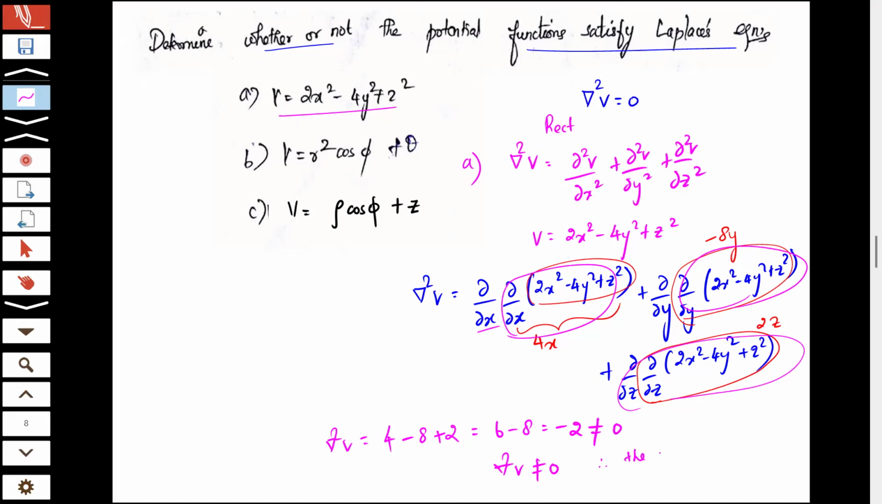Therefore, the given potential function v does not satisfy Laplace equation. Now, similarly, we have to check for the other two coordinate systems. For subdivision B and C, we will do similarly.